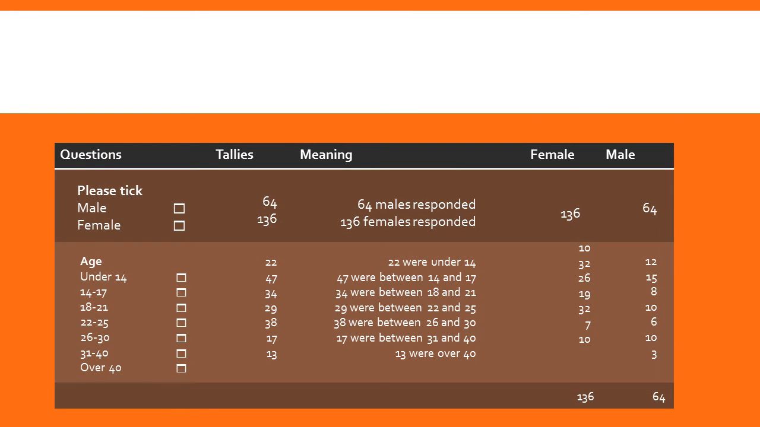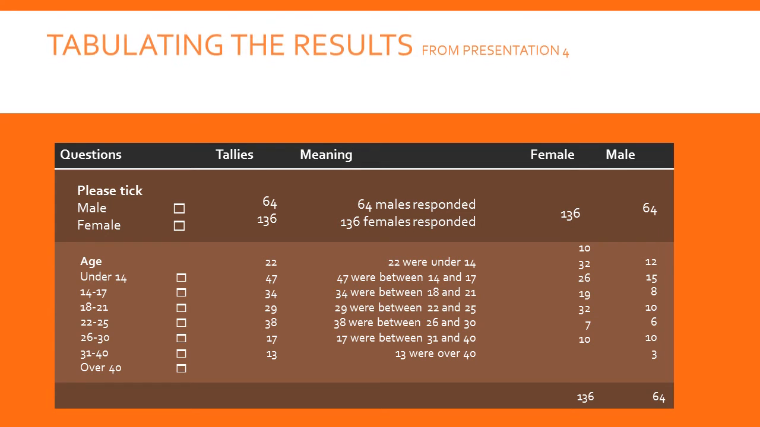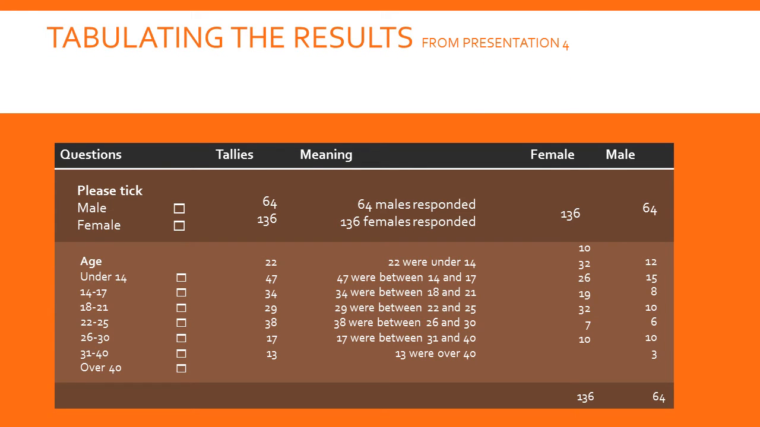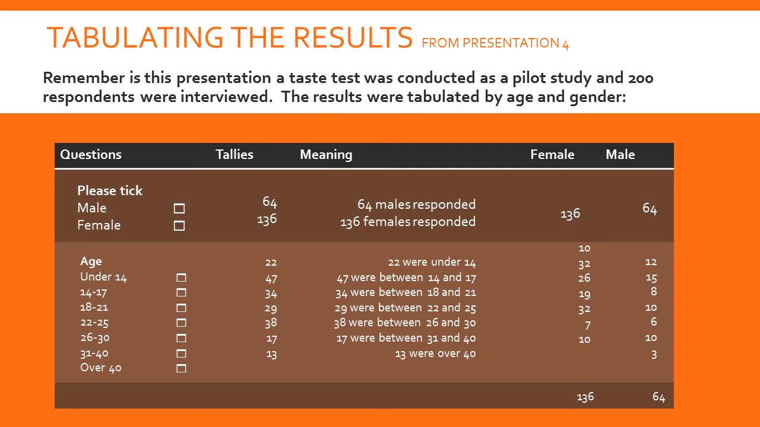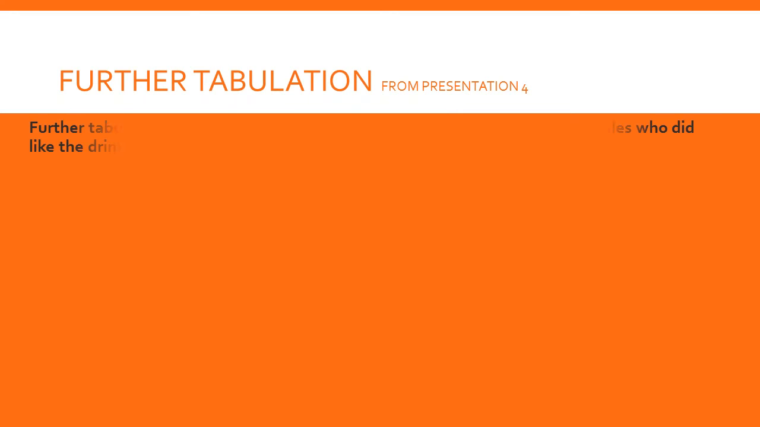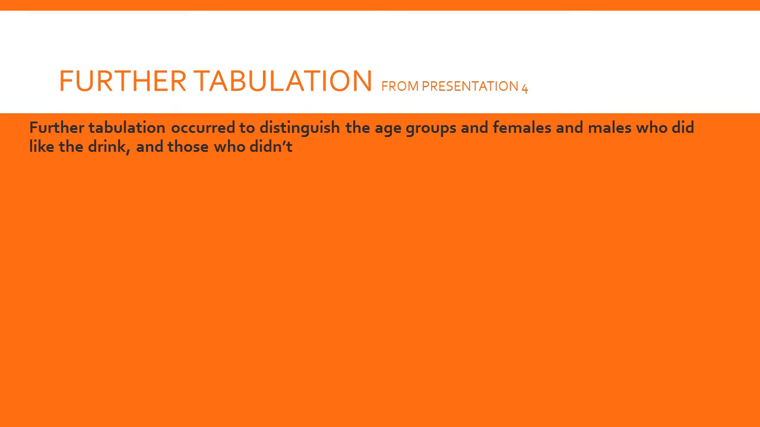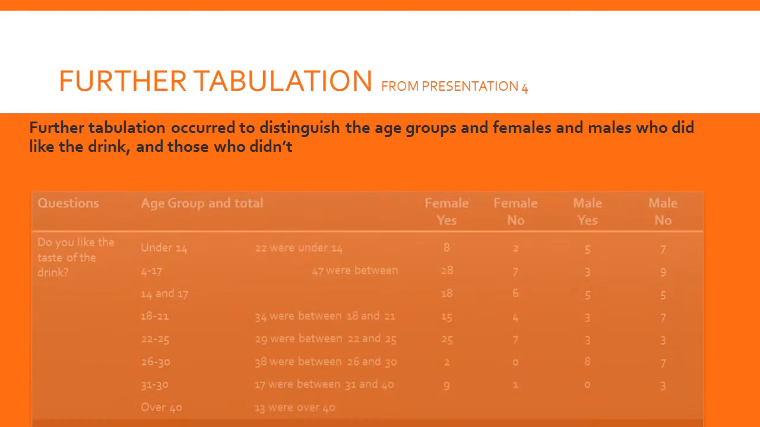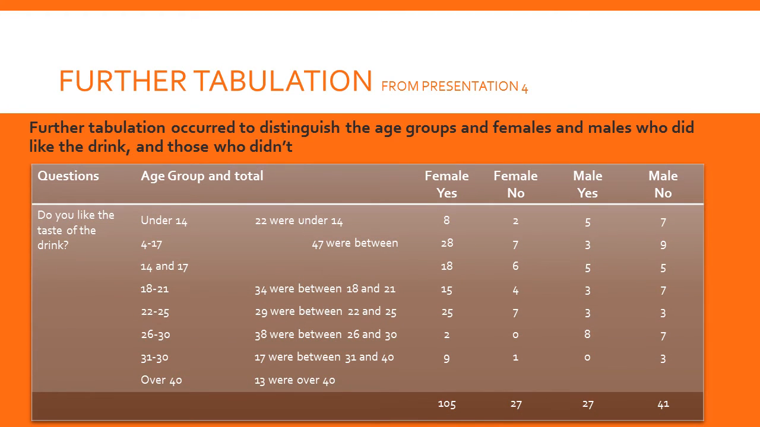So remember presentation 4, where there was a taste test about the spring water, and there was a pilot study and 200 respondents were interviewed, and the results were tabulated by age and gender. So we found out who actually took the taste test, and then the results were further tabulated to distinguish the age groups and the females and males who did like the drink and those that didn't like the drink. So we got like a tally.